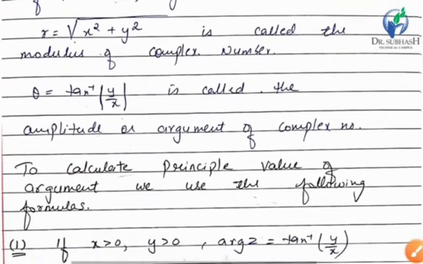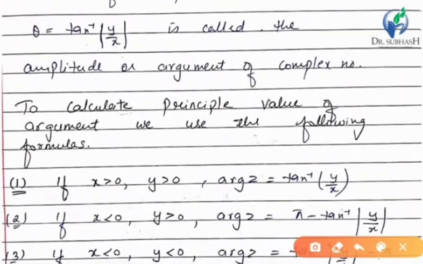Now let us move towards the amplitude or argument of a complex number. We denote amplitude and argument by theta. We can also say it is the angle of the point with the x axis. The formula is theta equal to tan inverse y by x. Now, depending upon the different values of x and y, we have different formulas for theta, which will give us the proper values.